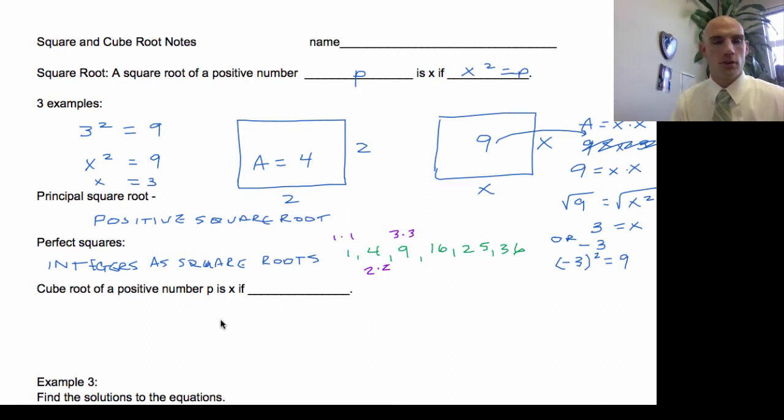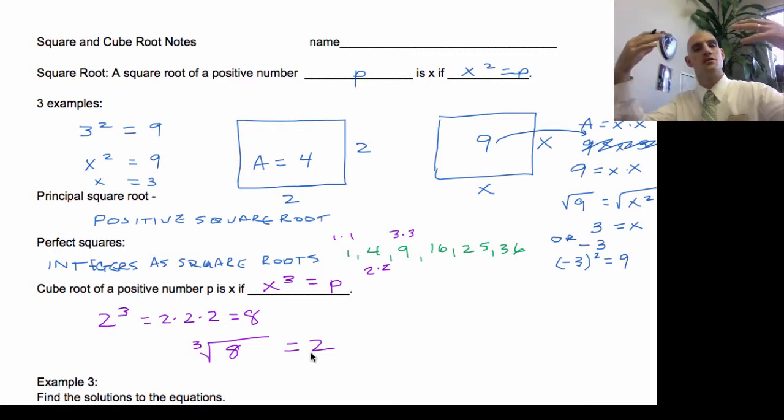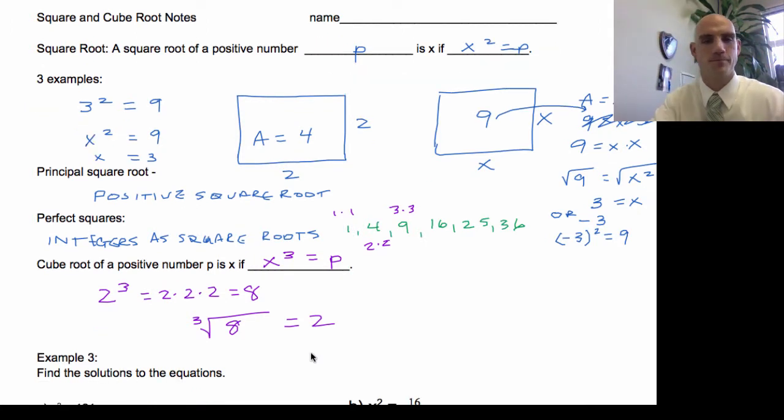So what's a cube root? A cube root of a positive number p is x if x to the third equals p. For example, 2 to the third power equals 2 times 2 times 2 equals 8. So the cube root, written as a square root with a 3, would be what number goes as a factor 3 times? The cube root of 8 is equal to 2. So remember that 3 up top says I'm using it as a factor 3 times.